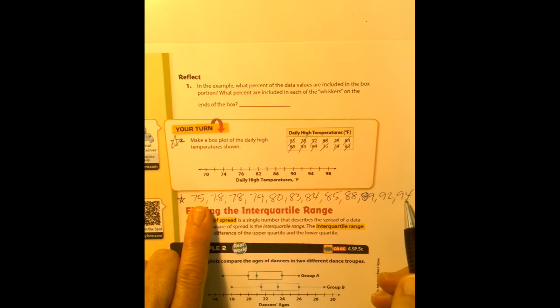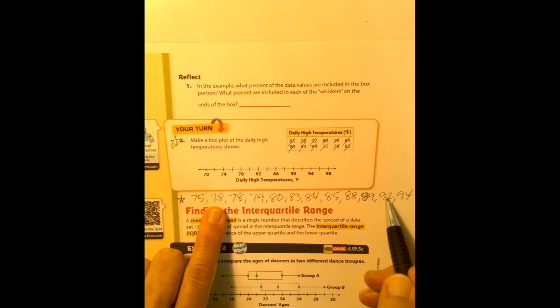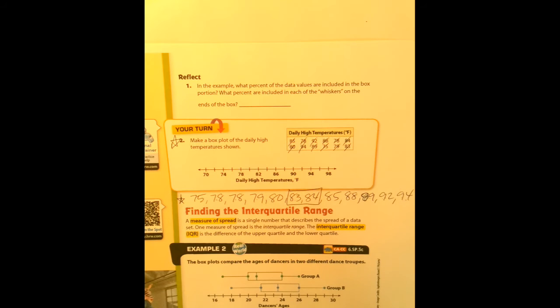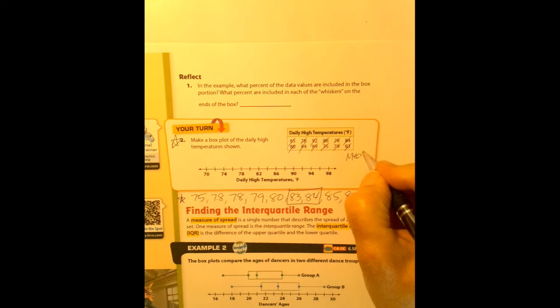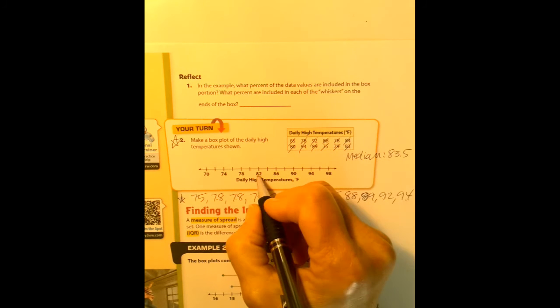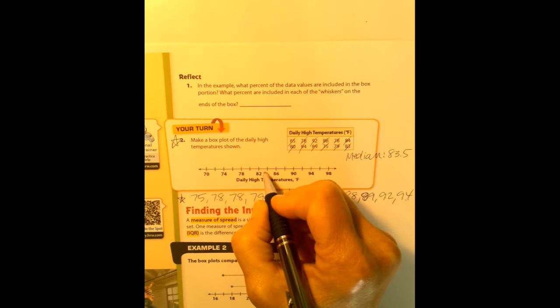So let's work our way in, starting from the outside. Come in 1 data value at a time from the left and from the right. I'm going to put a box around the 2 that are in the center, 83 and 84, which means that the median is going to be 83 and 5/10. And that's because that is the value that is halfway between 83 and 84. So I'm going to estimate where 83 and 5/10 is. This is going to be 84 here. So 83 and 5/10 is going to be about here.